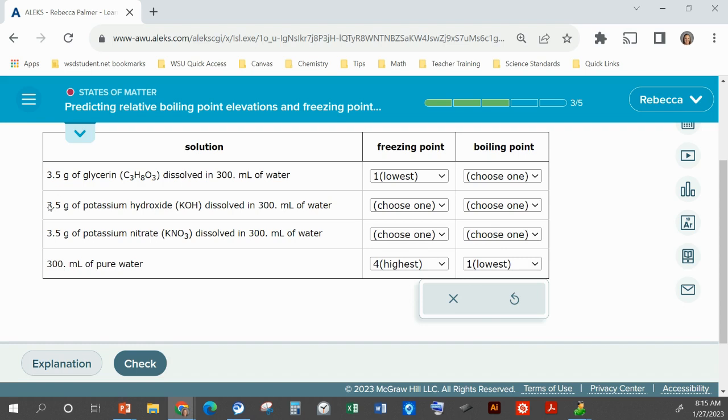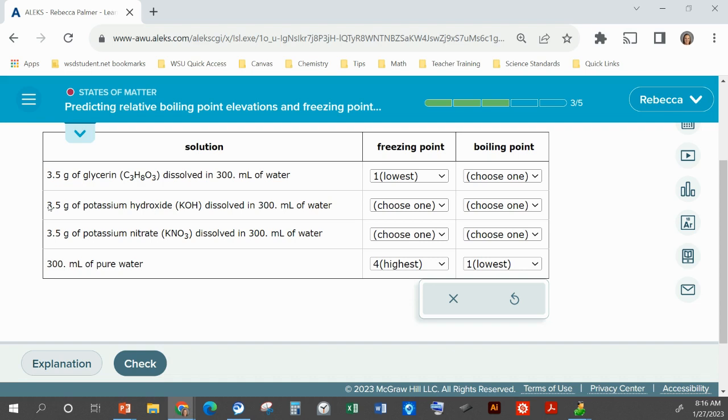Alright, so now we need to find the molality so that we can compare them. We're going to rank the molality. So I'm going to do this on the board over here. I'm going to do the first one. We have 3.5 grams of glycerin, C3H8O3. And I need the molality.